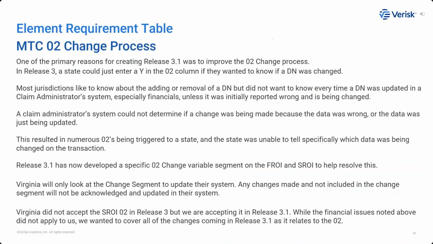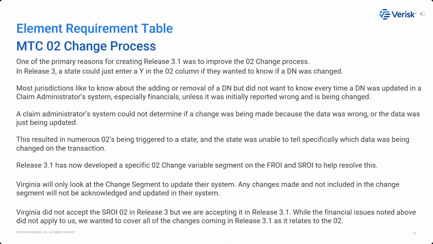The biggest change for Release 3.1 is the MTC 02 change process. One of the primary reasons for creating Release 3.1 was to improve the O2 change process. In Release 3, a state could just enter a Y in the O2 column if they wanted to know if a DN has changed. Most jurisdictions like to know about the adding or removal of a DN, but did not want to know every time a DN was updated in the claim administrator system, especially financial information, unless it was initially reported wrong and is now being changed.